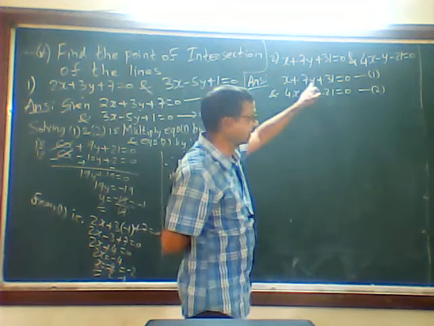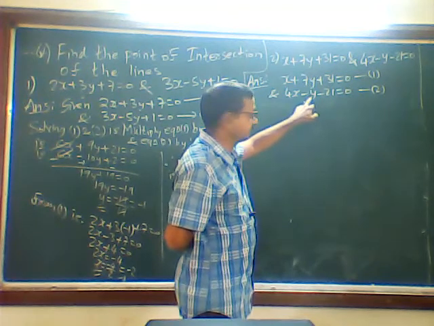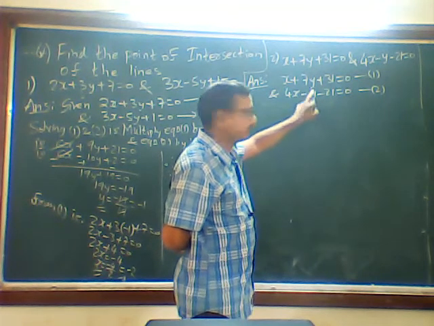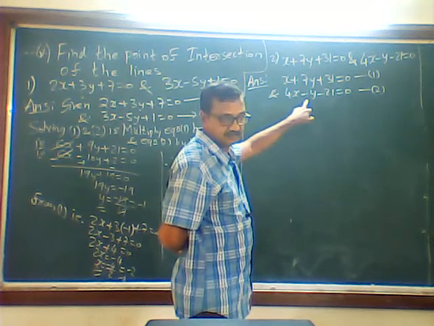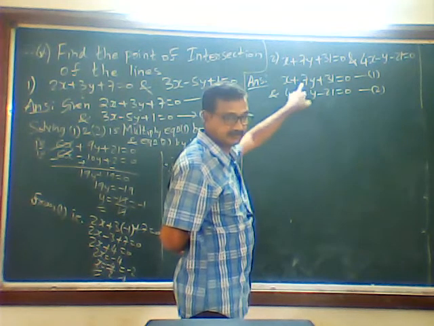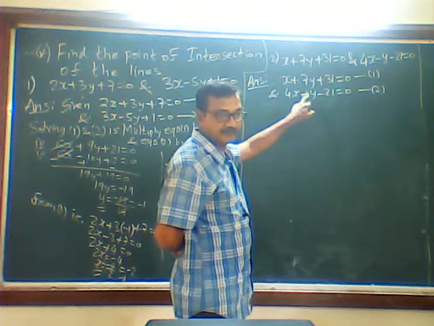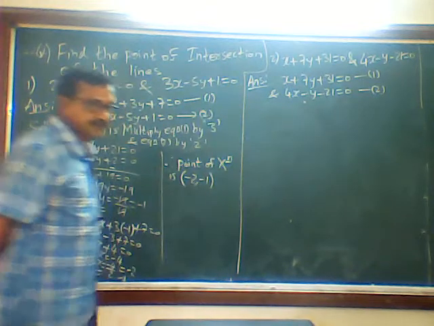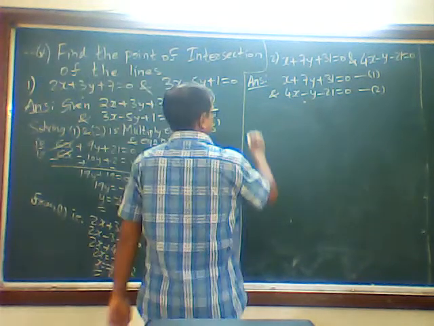If you want to cancel y, here is 7y and here is minus 1y. You have to make this also 7. And as it is plus and it is minus, solving will be addition. Okay, that is what I am telling you. So solving 1 and 2.